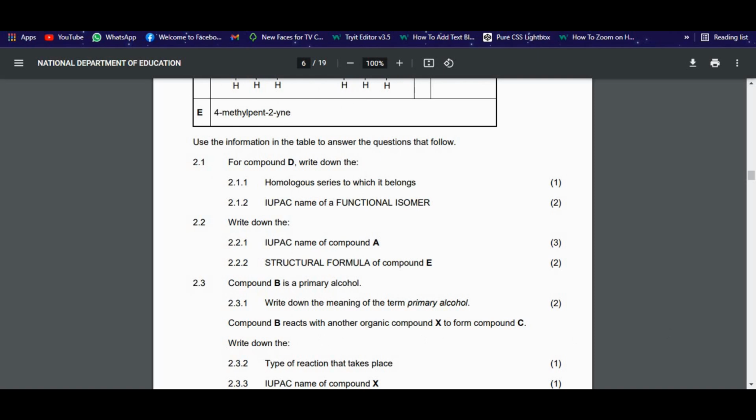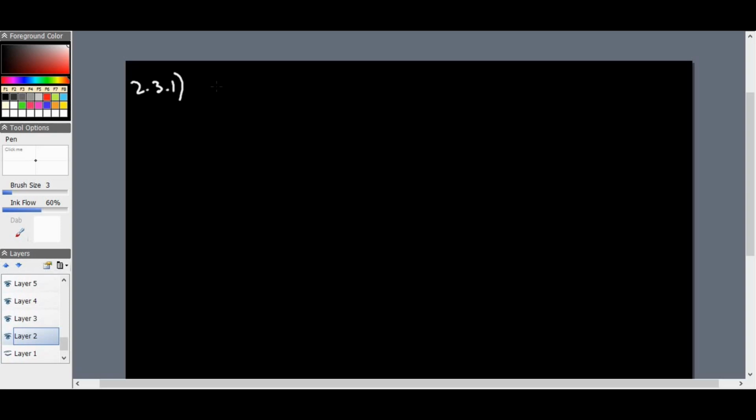A couple of them being that the carbon atom bonded to the hydroxyl group is bonded to one other carbon atom, or the hydroxyl group, which is your OH, is bonded to a carbon atom which is bonded to 2 other hydrogen atoms, or the hydroxyl group, or the OH, is bonded to a primary carbon atom, or the first carbon atom. So there are many ways that you can word this, but I'm going to word the first definition.